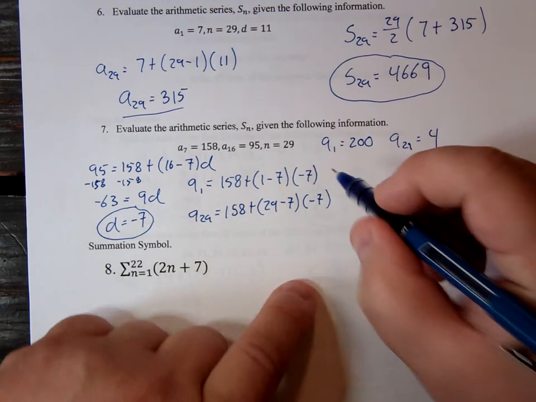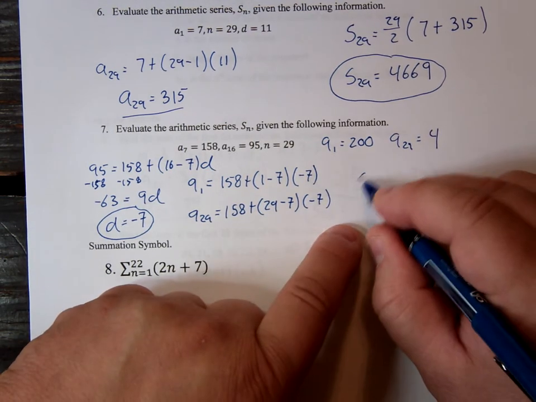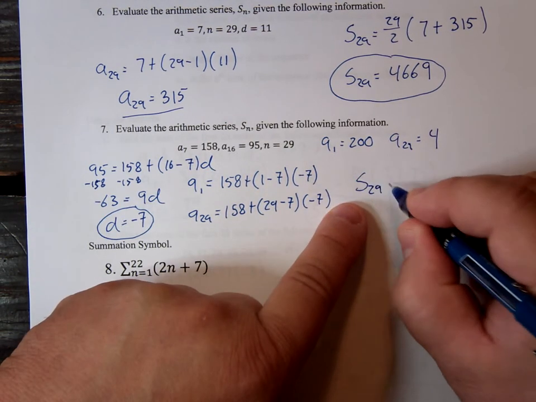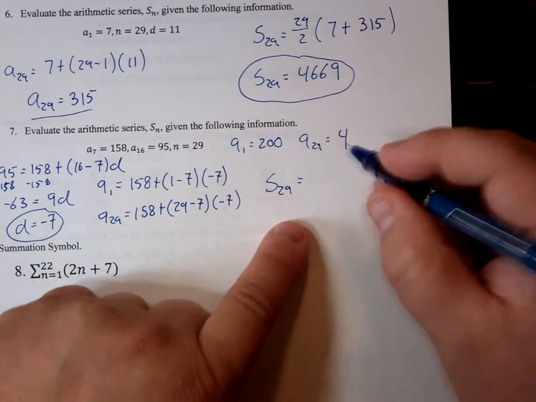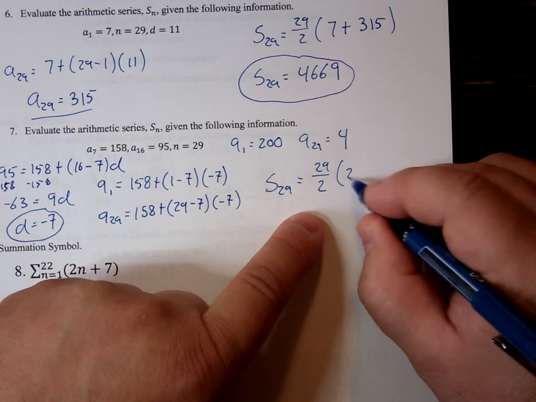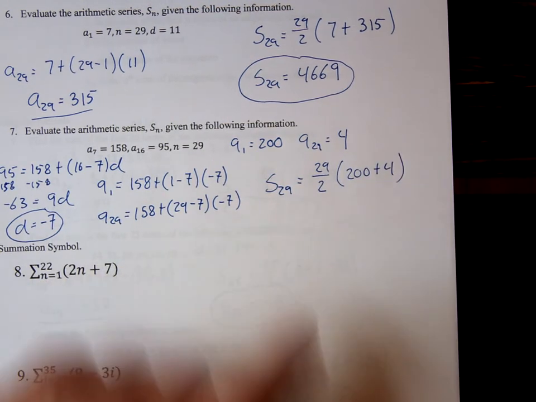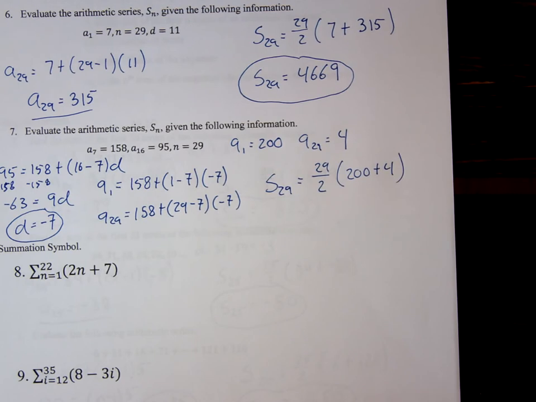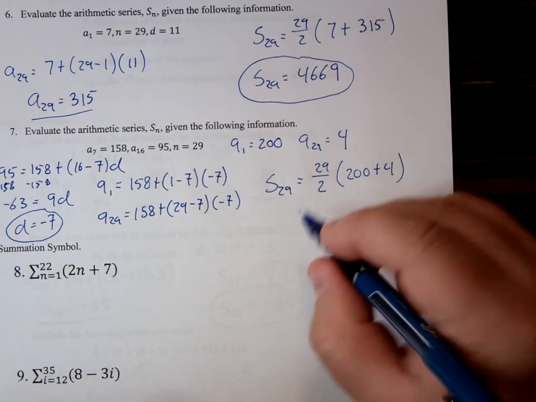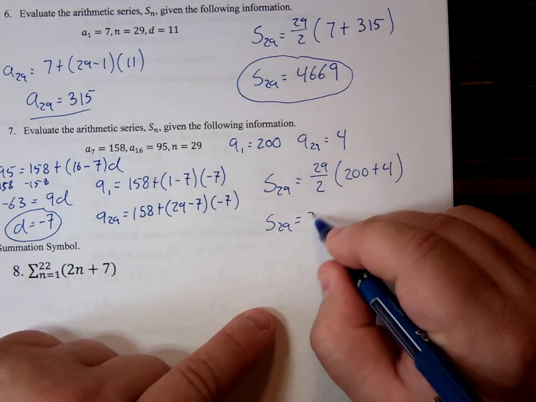So that's 200, that's 4. Now you know everything to get the sum of the first 29 terms: 29 over 2 times 200 plus 4. 29 divided by 2, 200 plus 4, 2958. So the sum of the first 29 terms is 2958.